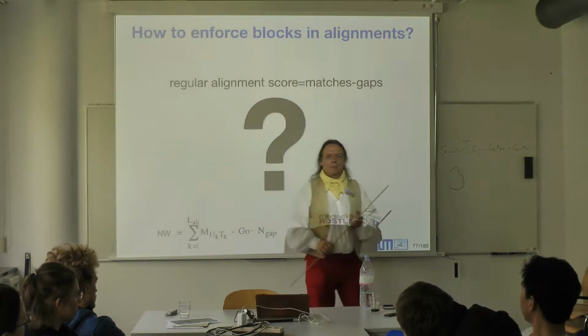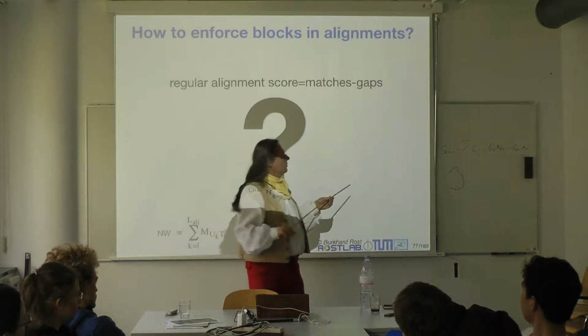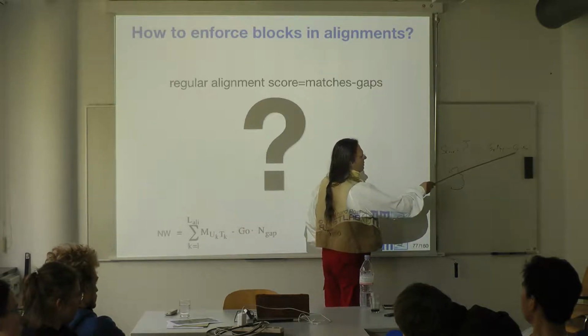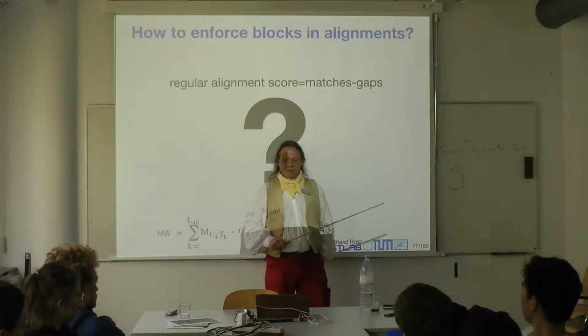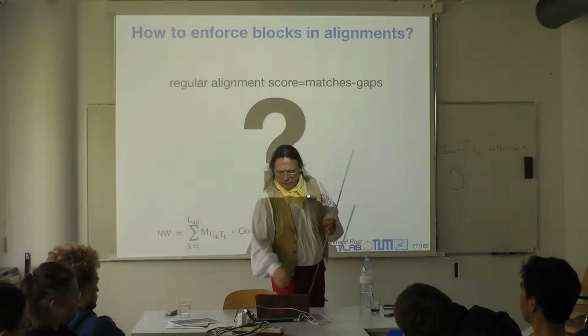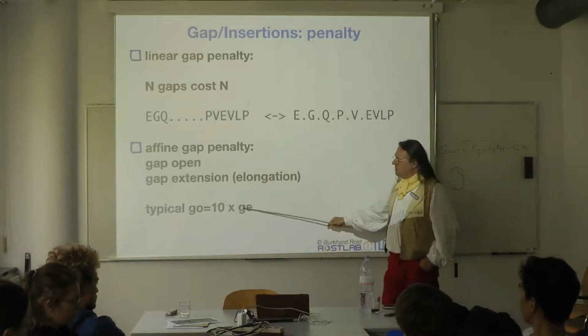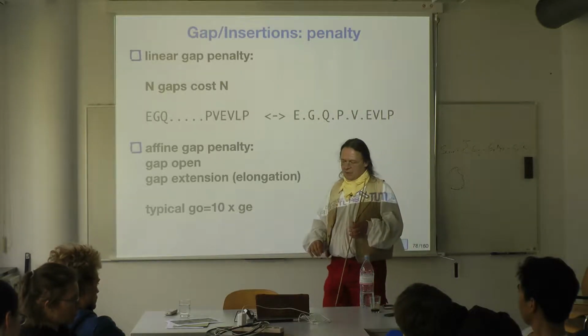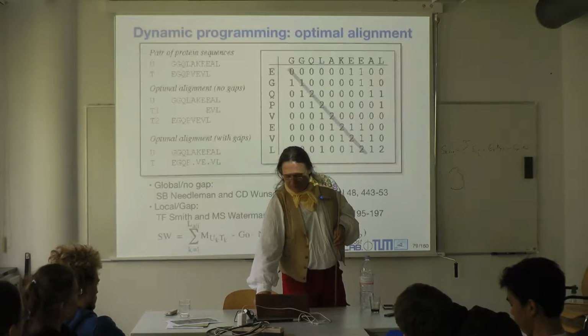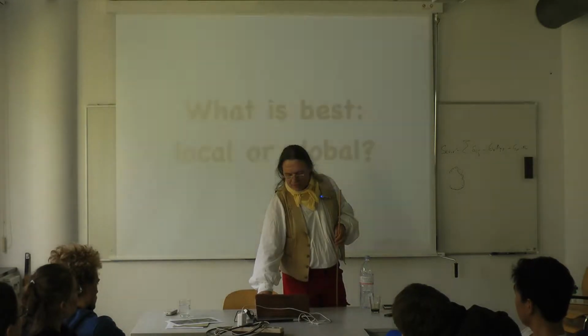Exactly. Now, all we need to do is have a smaller value for the gap elongation than for the gap open, and we immediately enforce that this is much more likely than that. Typically, in fact, this differs by roughly a factor of 10. So the gap elongation is typically a factor of 10 smaller.